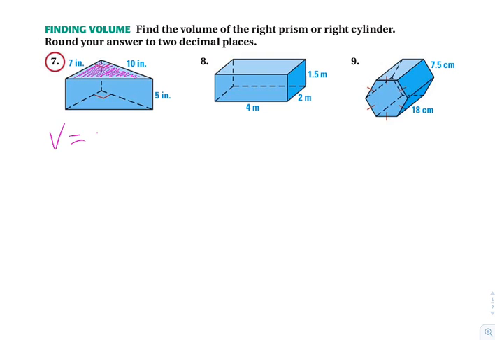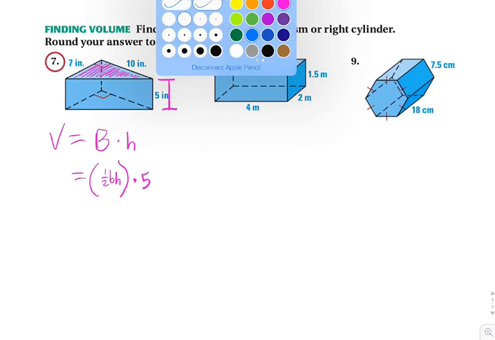So the volume is the area of the base times the height. So the area of the base is going to be 1/2 base times height. That's the area of a triangle times, and the height of this prism is the distance between the 2 triangles, or 5. Okay, so now I just got to work out.